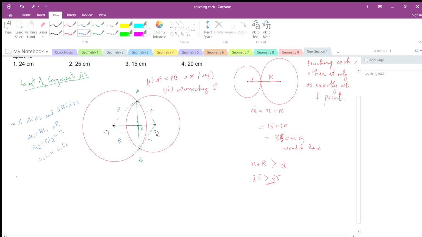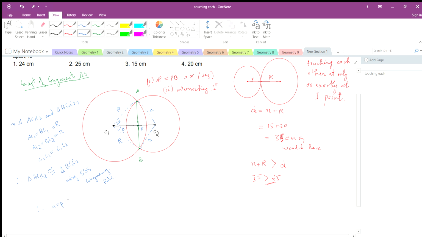So from here, therefore, triangle AC1C2 is congruent to triangle BC1C2 using the SSS congruency rule. Okay, so now let us say this angle is alpha, this angle is beta. Therefore, alpha is equal to beta.